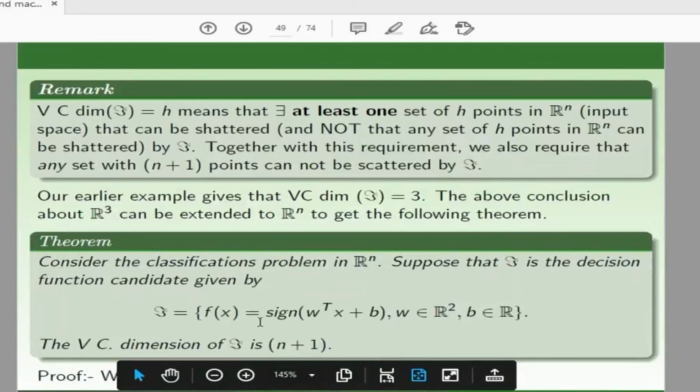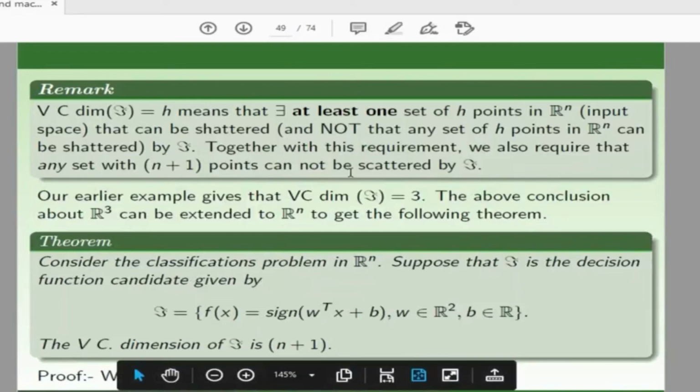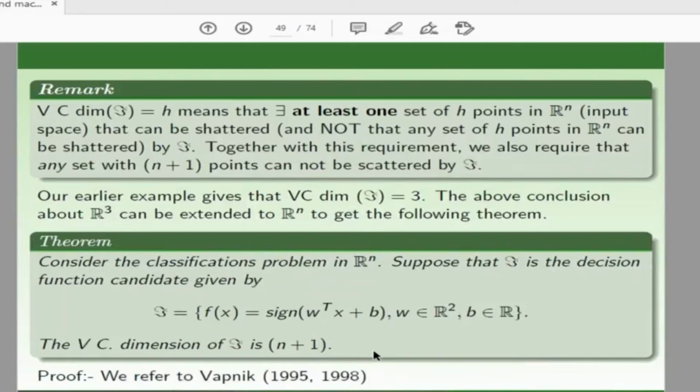So this theorem says: consider the classification problem in Rn. Suppose that this is the family of hyperplane functions here. There is a mistake here. This is Rn. Then the VC dimension of this family is n plus 1. So given the family, we can find out what its VC dimension is. There are methods to compute the VC dimension, but they are not simple. So again, we know the concept, but it is not so easy to compute.